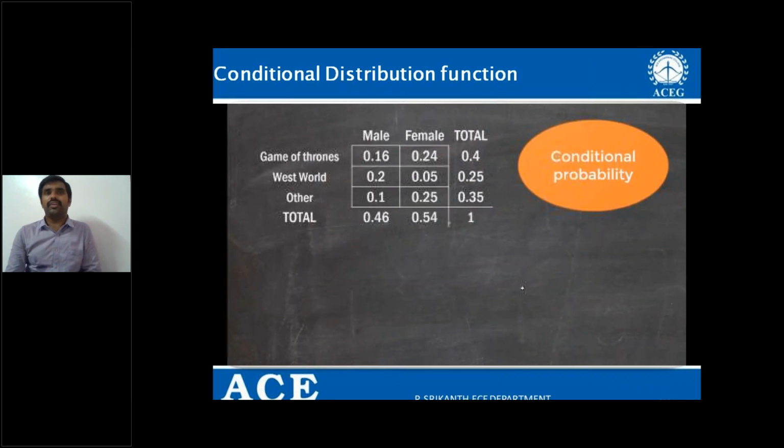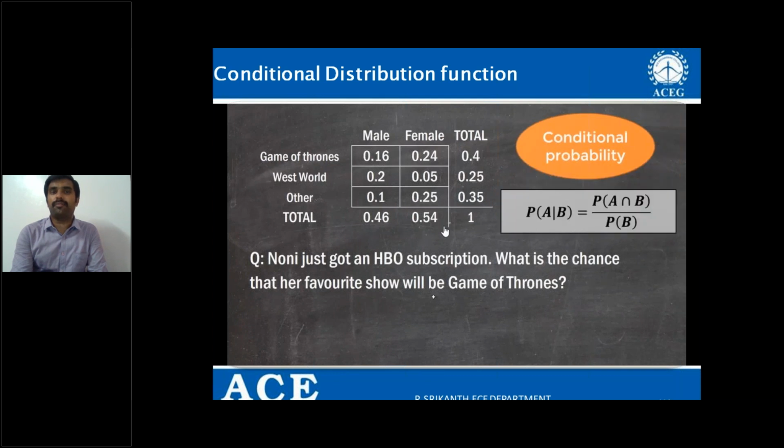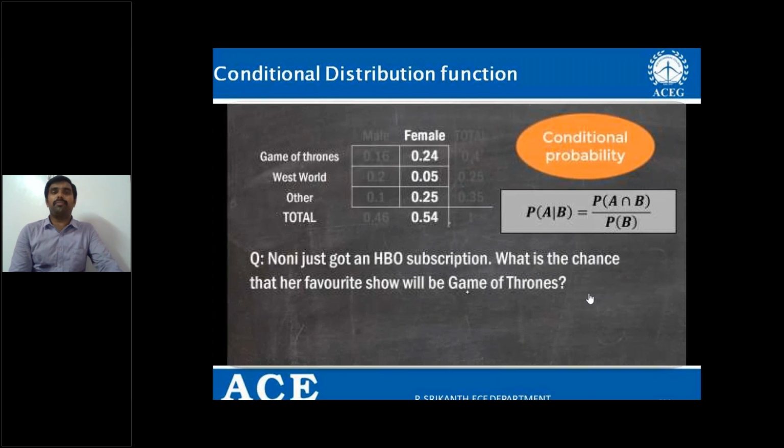Let us see the same example: Game of Thrones, Westworld and other subscriptions by male and female. If you observe, these values are nothing but marginal distribution values, and these are also marginal probability values. Usually we define conditional probability like this: P(A given B) = P(A intersection B) / P(B). For example, a female candidate, Noni, just got an HBO subscription. What is the chance that her favorite show will be Game of Thrones? Female: total female subscriptions is 0.54.